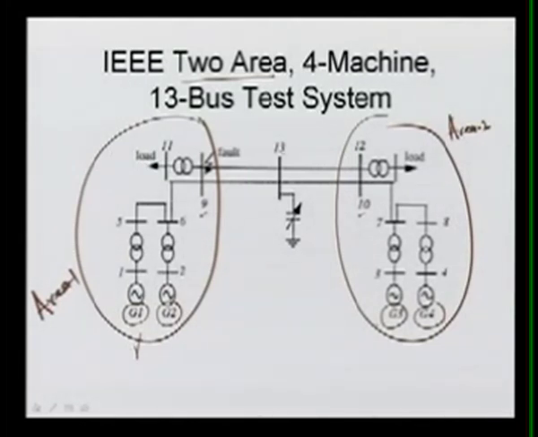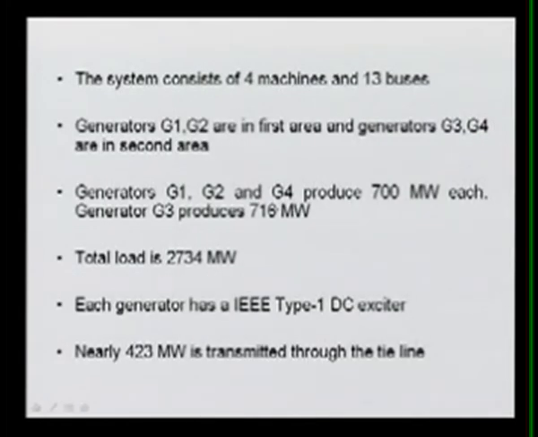In this case, without PSS, you can see this is the tie line: these two areas are connected by a double circuit line, from bus 9 to bus 10. The system consists of 4 machines, G1, G2, G3 and G4, and it has 13 buses. Generators 1 and 2 are in area 1, and generators 3 and 4 are in area 2. Generators G1, G2 and G4 produce 700 megawatts.